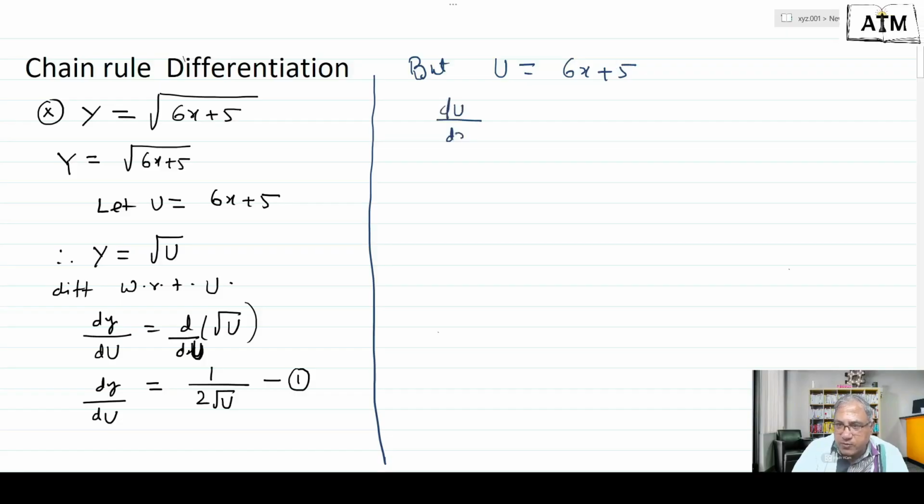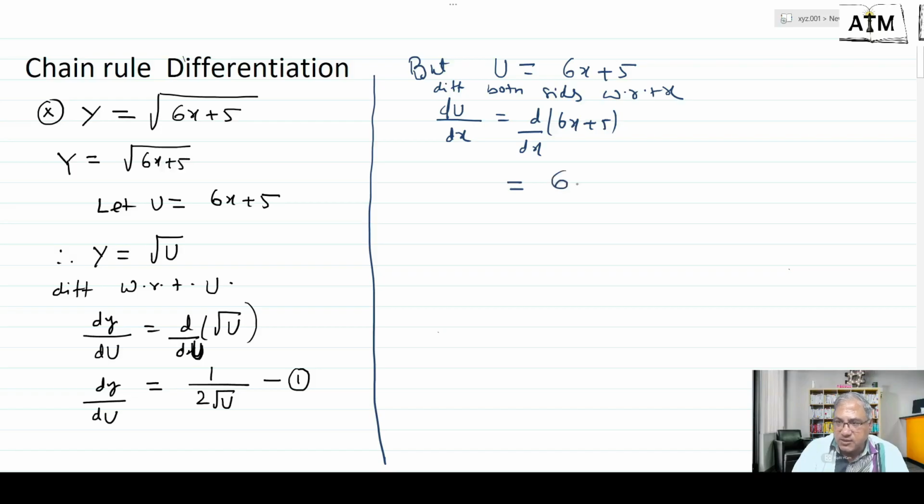And after you write u here, what do you do? Differentiating both sides with respect to x. So du by dx equals differentiation of 6x plus 5 with respect to x. Now differentiation of 6x is 6 and differentiation of 5 is 0. Therefore du by dx equals 6. Call it equation 2.